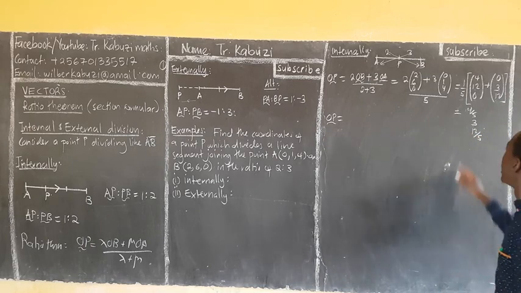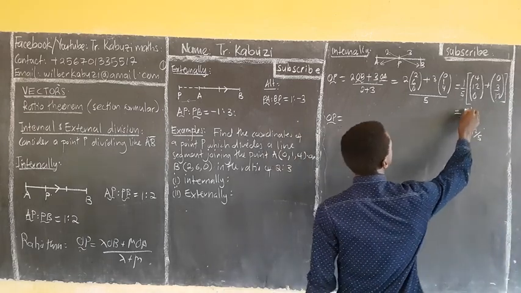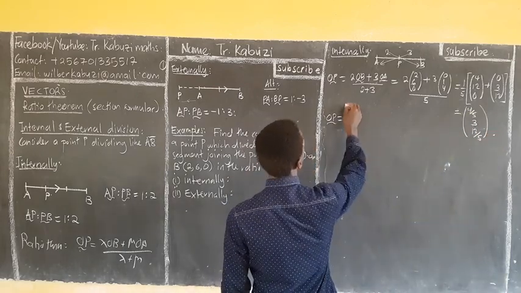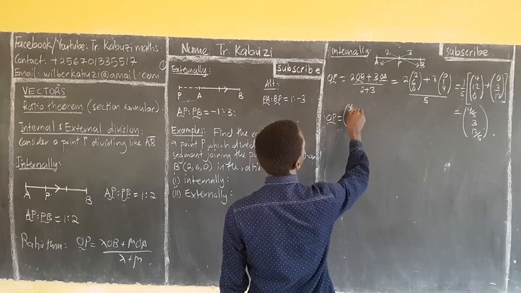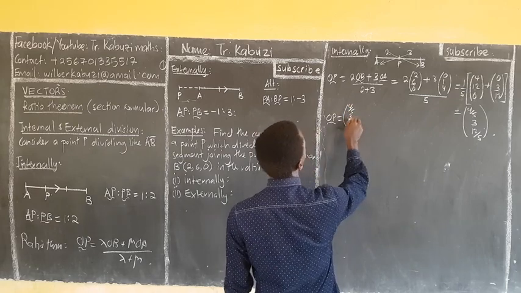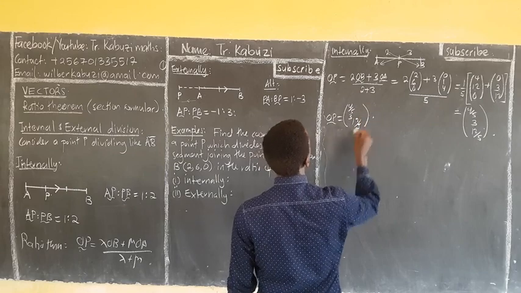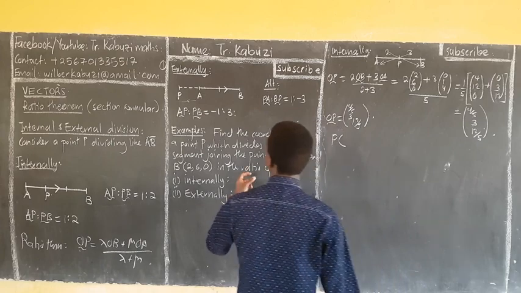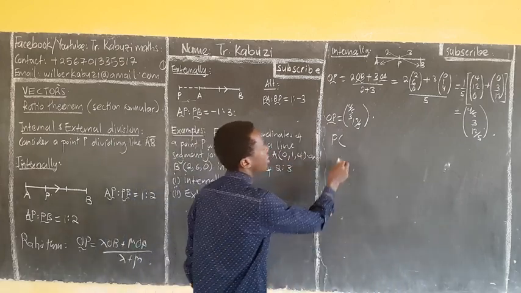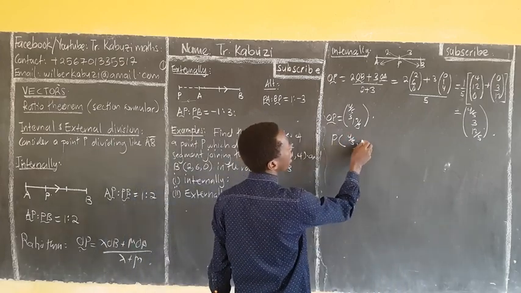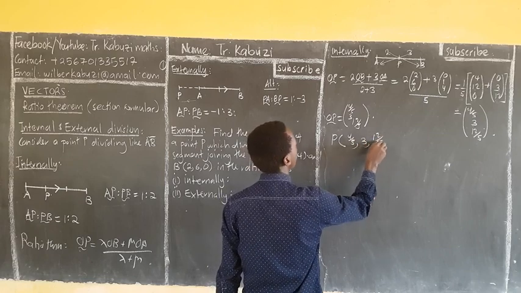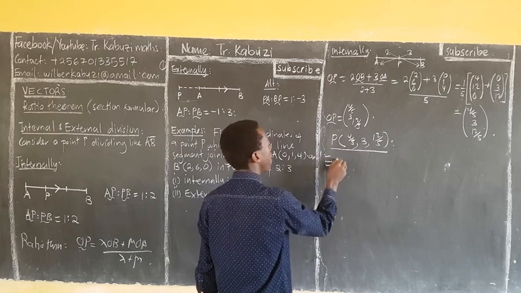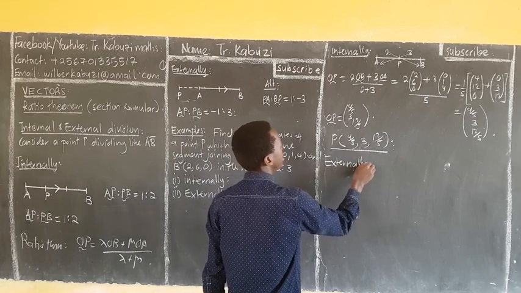So this whole thing is our position vector, which is 4 over 5, 3, 12 over 5. But remember that they asked for a coordinate, so we give it in coordinate form: 4 over 5, 3, 12 over 5. That's the answer. Now, if we come to externally, the condition is externally.